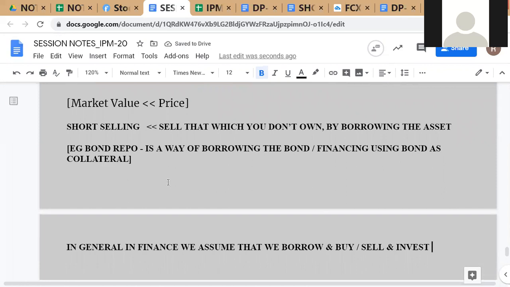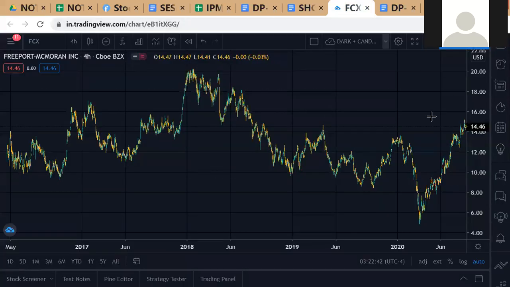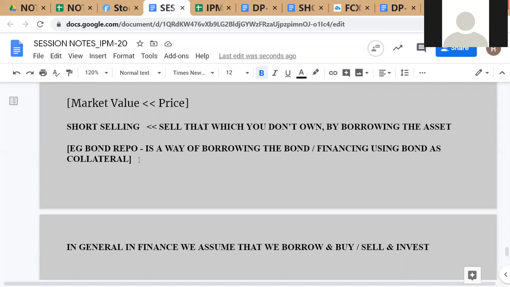So this is how you sell that which you do not own. You borrow it and you sell it. Later on, when you square your short position, you receive the asset and you use that asset to settle your borrowing of that asset, like the example I gave you on FCX. As a general principle, we should remember this.